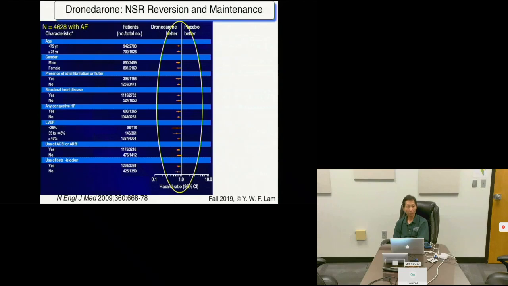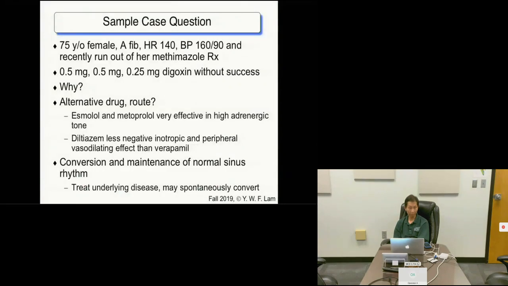So I want to quickly... Dr. Lamb, yes, ma'am. I have a quick question about that sample case. Go ahead. I don't think that we've ever talked about methimazole on the test. If you gave us a drug like that, would you tell us this drug in withdrawal can cause a higher adrenergic tone? Sure.